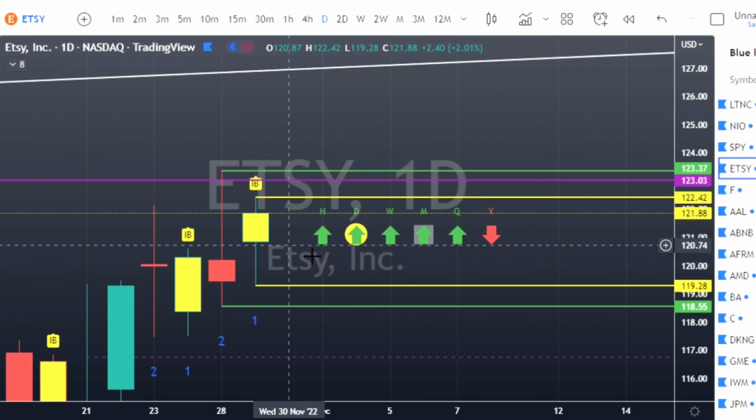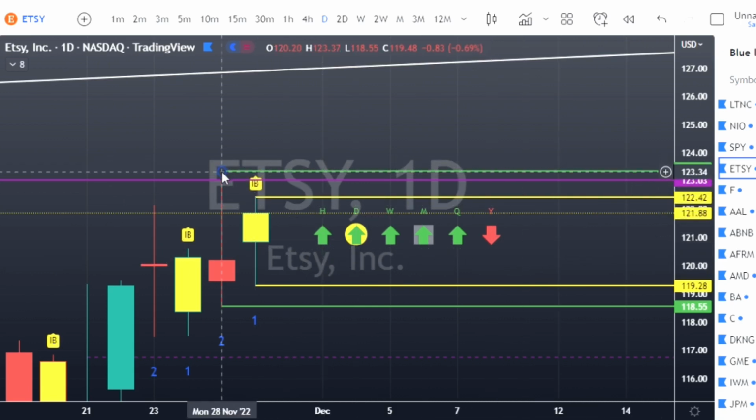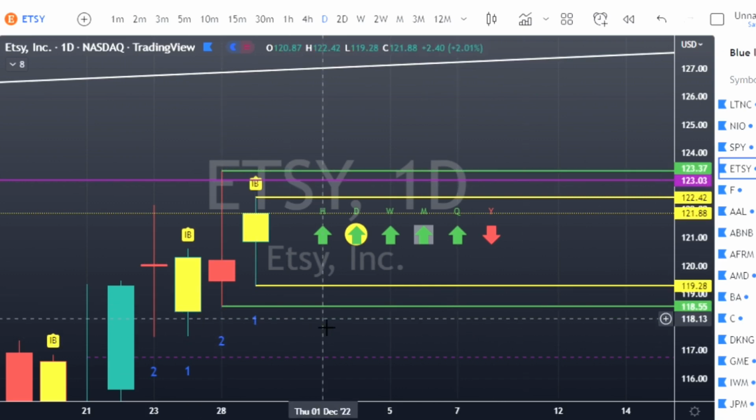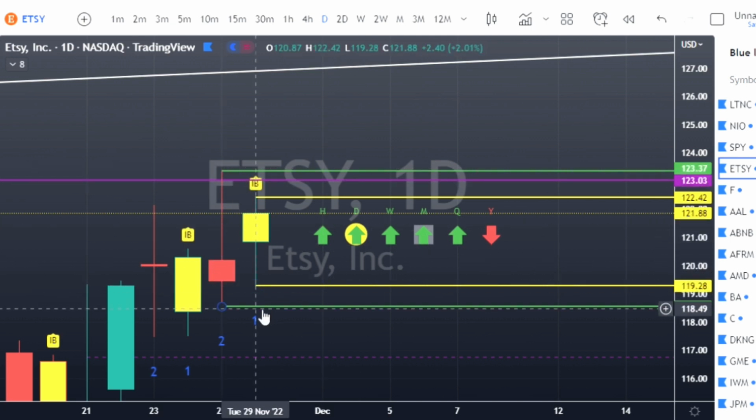So that is Etsy. We can take calls at 122.42, first targets or magnitude marked out with the green, and puts at 119.28, magnitude marked out at the green to the bottom side. And the magnitude or the targets that we take, guys, for puts, are the bottom of the preceding wick. For calls, they're the top of the preceding wick.